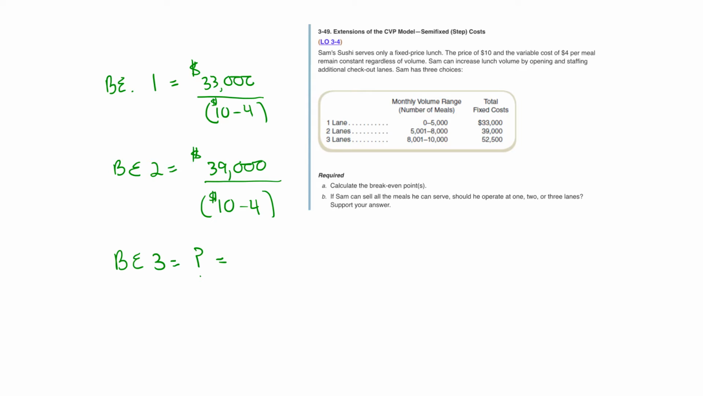Now, when there are 2 lanes, the fixed cost is $39,000. Once again, the contribution margin per unit is 10 minus 4. And if you finish the calculation, you'll get the break-even point for 2 lanes. For 3 lanes, I'm going to let you work that out. You have the pattern set for 1 lane and 2 lane. It shouldn't be too hard to complete.